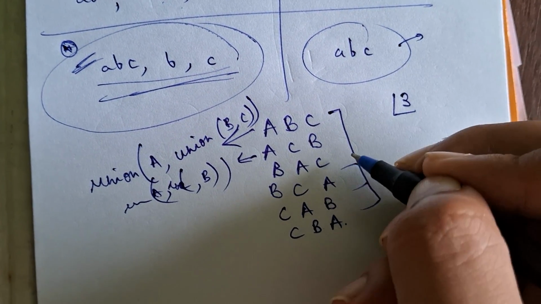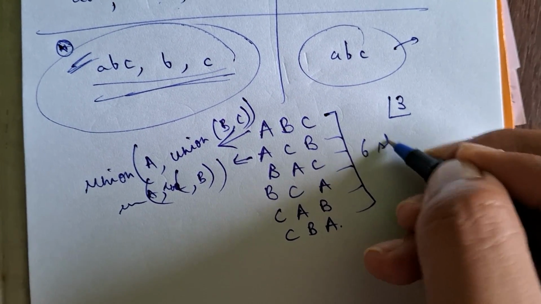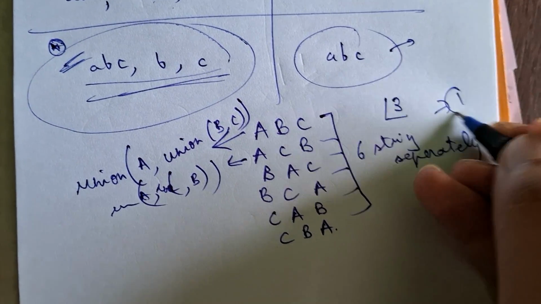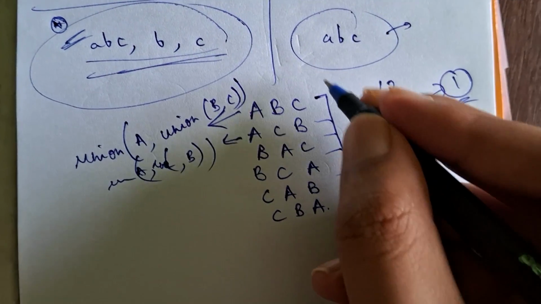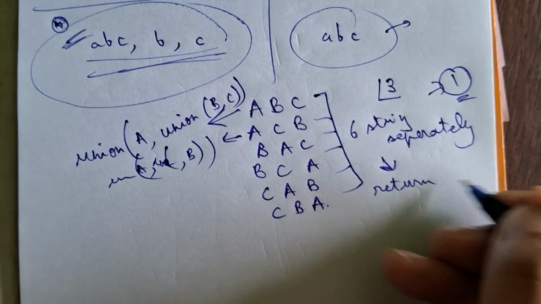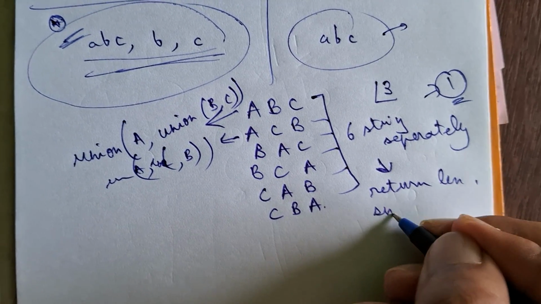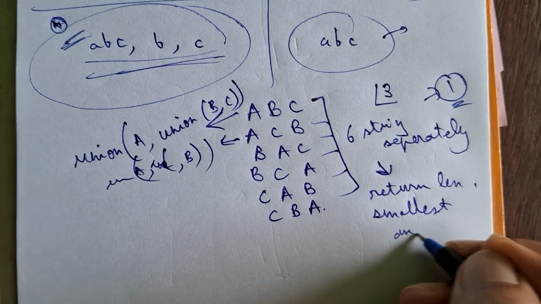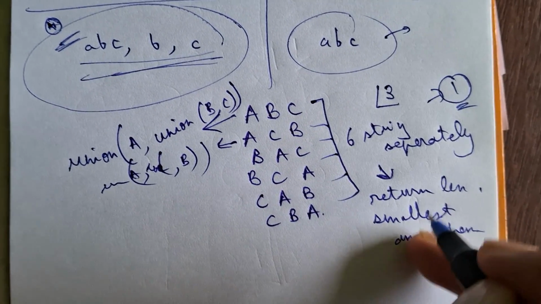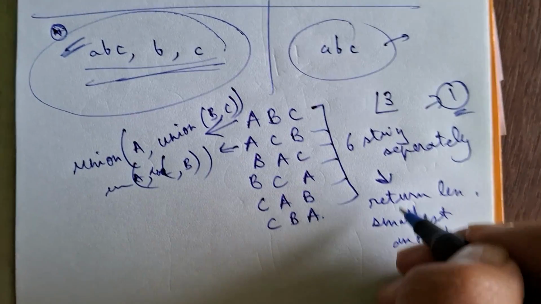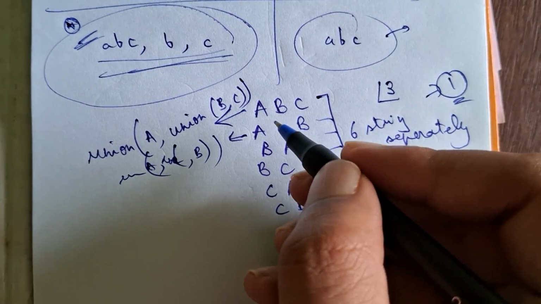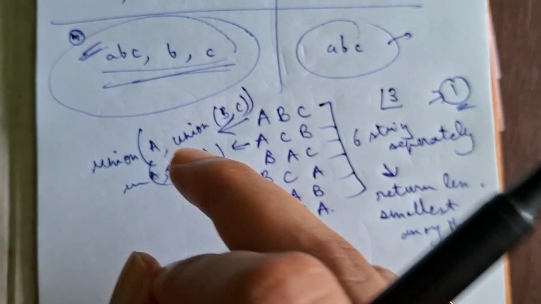Find the 6 strings separately. This is the number 1 logic of the code. And then when we get all the 6 strings, we have to return the lexicographically smallest among them. So first of all, we have to find the strings, and of all the ones that we find, we have to print the lexicographically smallest one. Okay, so for this union thing, now the most important thing, the union thing.